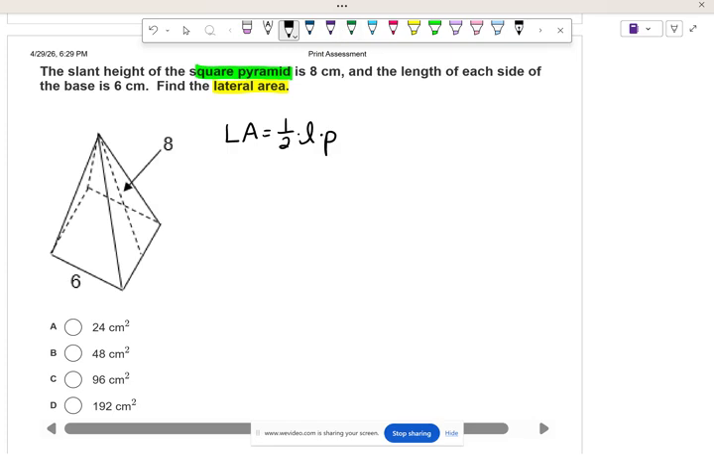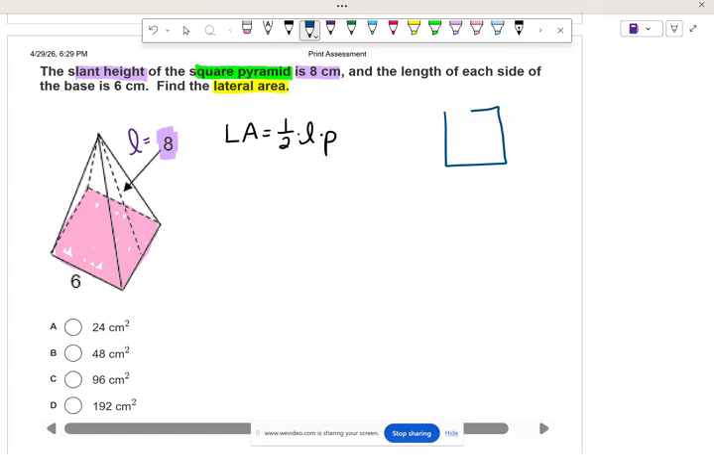Right? In the directions, they told me that the slant height is 8. So this 8 right here is the slant height L. So the only thing we really have left to calculate is P, the perimeter of the base. This base down here is a square because it told us in the directions. To find the perimeter of any figure, you add up all the sides. If one side of this square is 6, then every side of this square is 6.